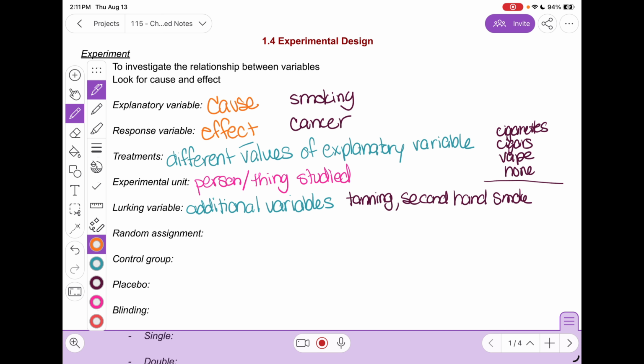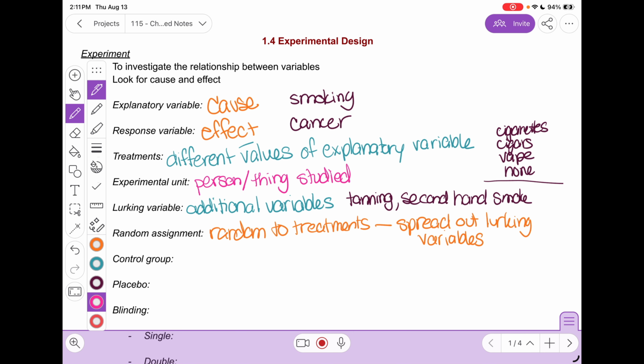Random assignment is kind of like those random samples before. It's putting people in the different treatment groups randomly. So it's random to the treatment groups, random to treatments. And the purpose is to spread out the lurking variables. Sometimes you can't control that, or you can't know all of them. So by randomly spreading everything out, hopefully you're spreading out those lurking variables.